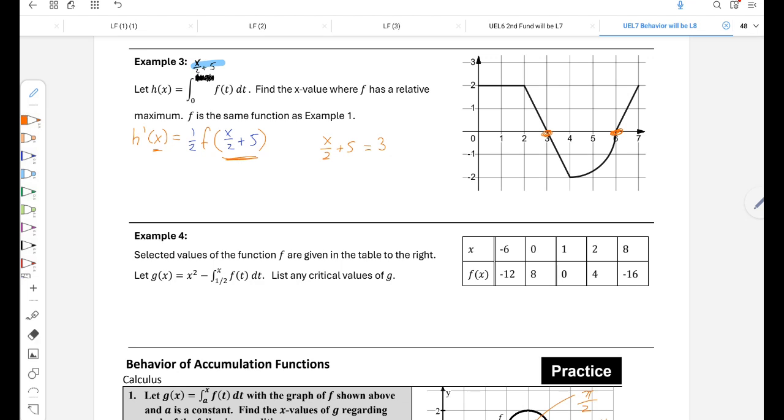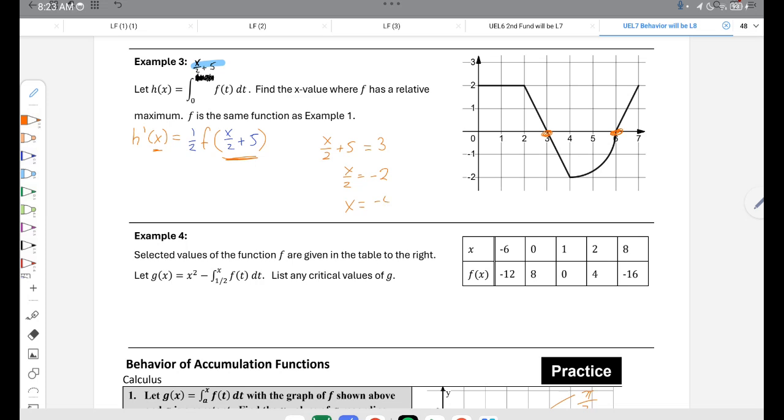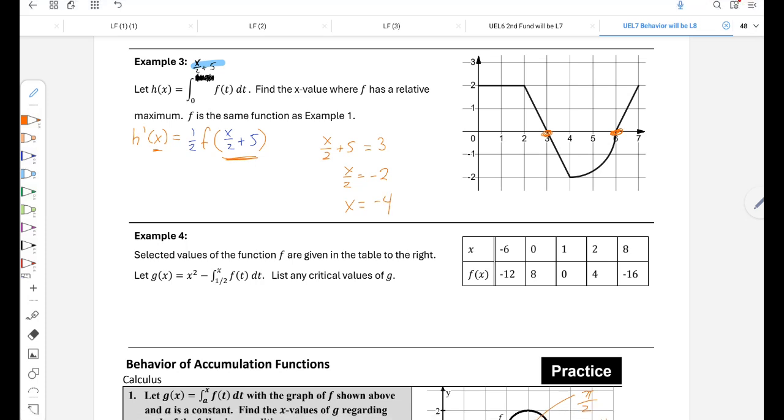-4, right? So we'll subtract 5. We get x over 2 equals negative... No, it should be negative. How about -2? Because you've got to subtract 5 from both sides. Yep. Oh, x equals -4. I'm sorry. In my head, I was thinking I had to divide by 2 in the end. I was expecting to get 8 there. Ignore me. Yep. x equals -4.